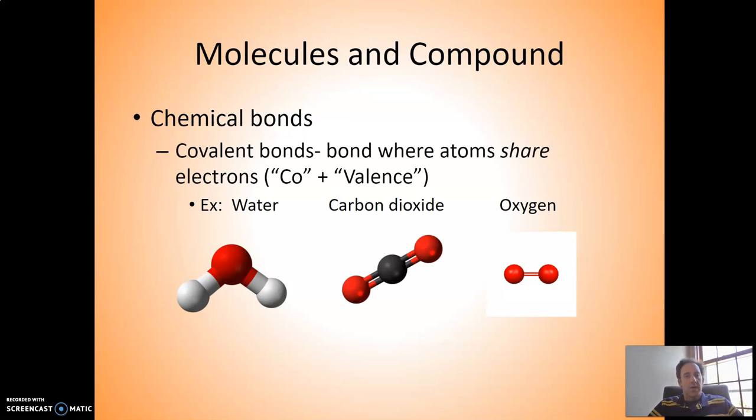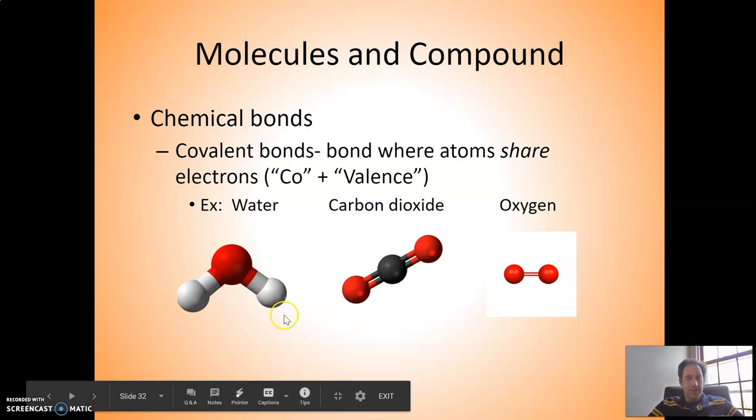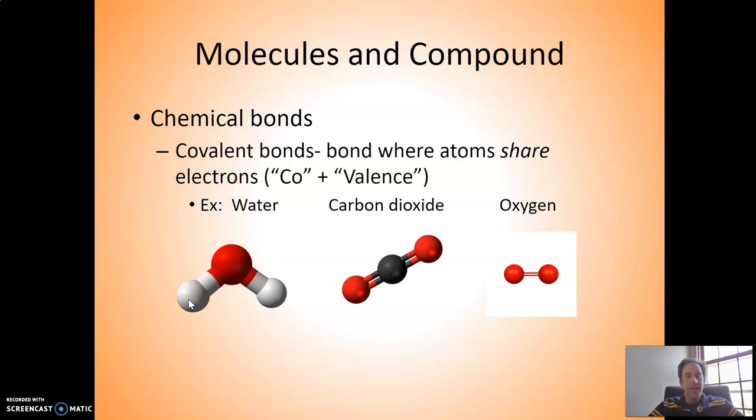Anyway, when we join these atoms together, we form a chemical bond. That is, there's a little joining structure, a bond, that takes this atom and this atom and sticks them together. And there's different types of bonds. The first category of bond is called a covalent bond. It is a bond where atoms share electrons. Think co, like cooperate, share, and valence, electrons: covalent.